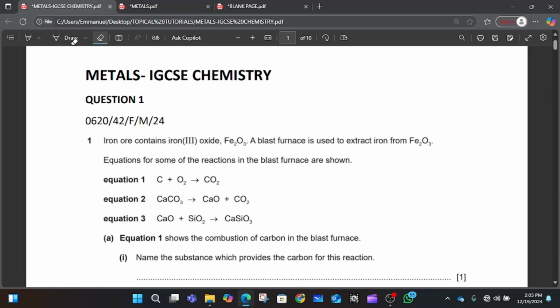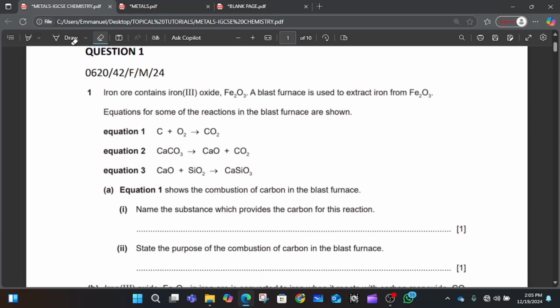Now we can solve the questions. The first question is from Feb-Mar 2024, paper 4.2. Question 1. Iron ore contains iron 3 oxide, Fe2O3. A blast furnace is used to extract iron from iron 3 oxide. Equations for some of the reactions in the blast furnace are shown. Equation 1. Carbon plus O2 giving carbon dioxide. Equation 2. Calcium carbonate decomposes to give calcium oxide plus CO2. Equation 3. Calcium oxide reacts with silicon dioxide to give calcium silicate.